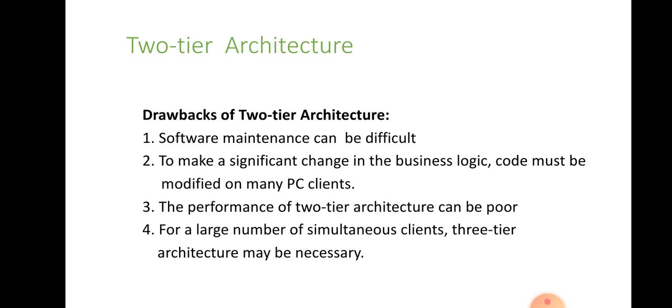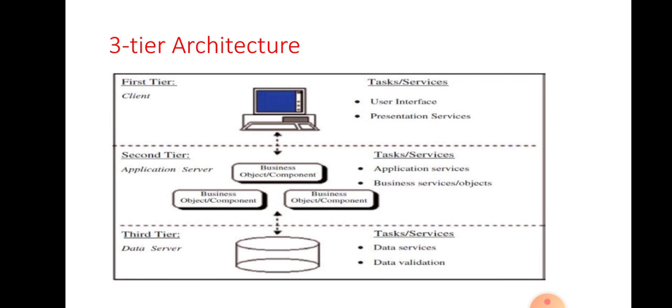And the second disadvantage is every client in this architecture can modify the business logic code independently. And the third drawback is the performance of two-tier architecture can be very poor, that means very slow or very unsecured. And the fourth drawback is that it does not support a large number of clients simultaneously.